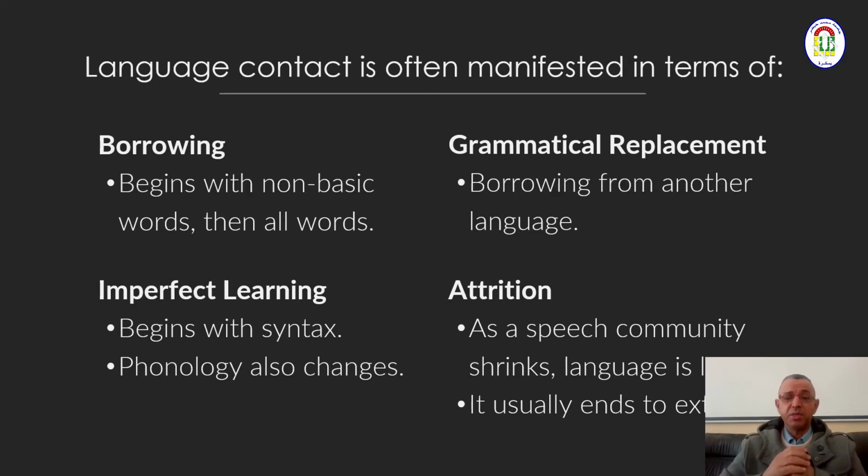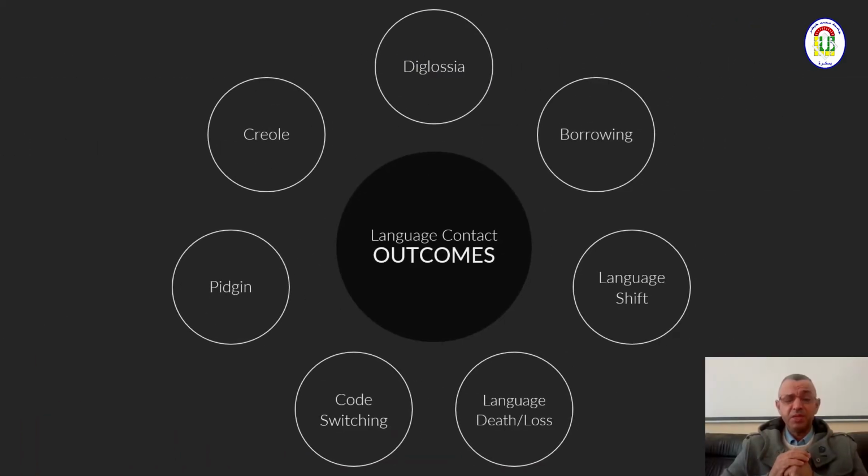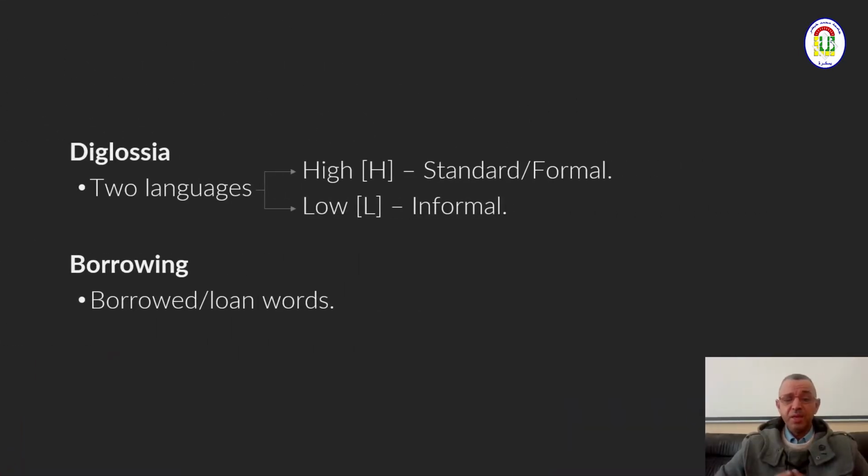In clear terms, the outcomes of language contact could be examples such as what is mentioned on this slide: diglossia, borrowing, language shift, language death and loss, Creole, Pidgin, and code switching. There are other examples, but we will focus only on these simply because they are the most common ones. Now, let's see what is meant by these examples one by one, and we start with diglossia.